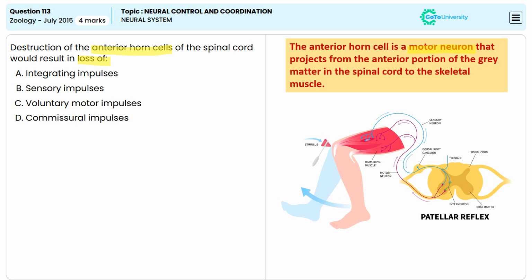So when the anterior horn cells are destroyed, the brain's ability to send the signals to the muscles is impaired, leading to the loss of voluntary motor function in the affected areas. So that means the correct answer is option C, loss of voluntary motor impulses. Whereas integrating impulses, sensory impulses, as well as chemical impulses are incorrect answers.